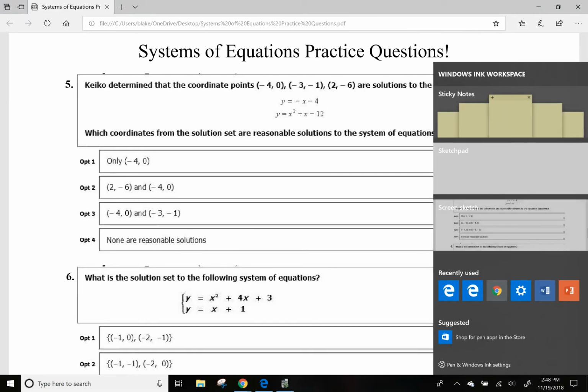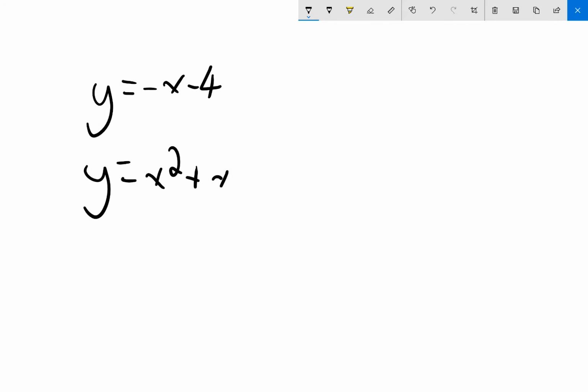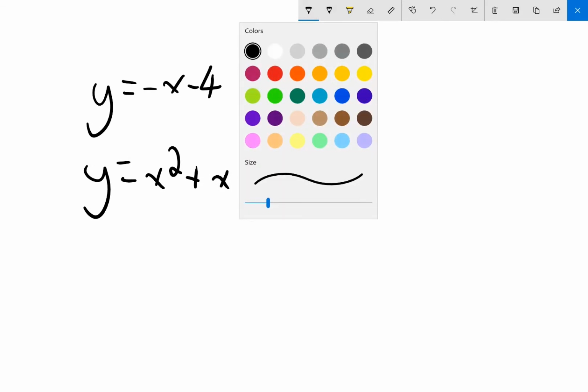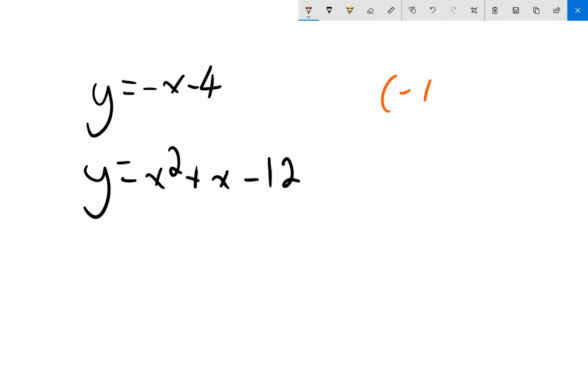So we have the equation y equals -x minus 4, and the other equation y equals x squared plus x minus 12. One of the points in question, the first one we'll talk about, is the point (-4, 0). Does this fit in the system?